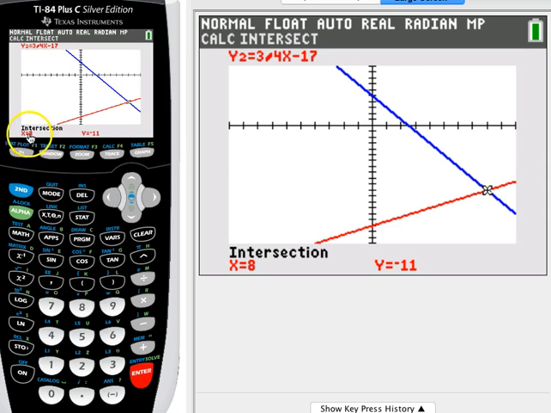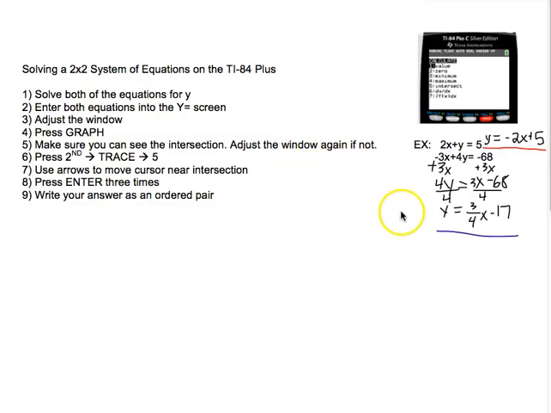Notice it gives us an x equals and a y equals. X equals 8, y equals -11. So that means that our solution as an ordered pair is x equals 8, y equals -11. So this right here would be our answer. So again, you now know how to use that intersect feature in the calculate menu, which helps us to solve 2 by 2 systems of equations.